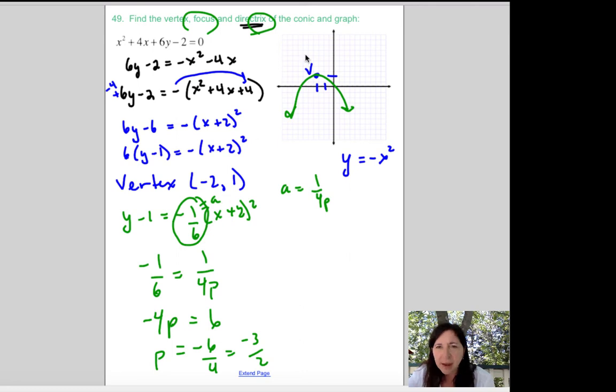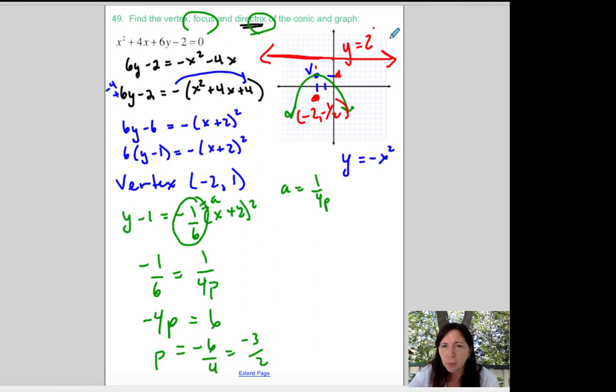So that means that my focus from here is going to be down 1.5 points. So that value is negative 2 comma negative 1/2. And my directrix will be 1.5 up from here. So there's my directrix like that. And the equation of that, if this is 1, and I'm going to go up 1.5, so that's 2.5. So that'll be y equals 2 and 1/2, or just 5/2. Either one is fine.